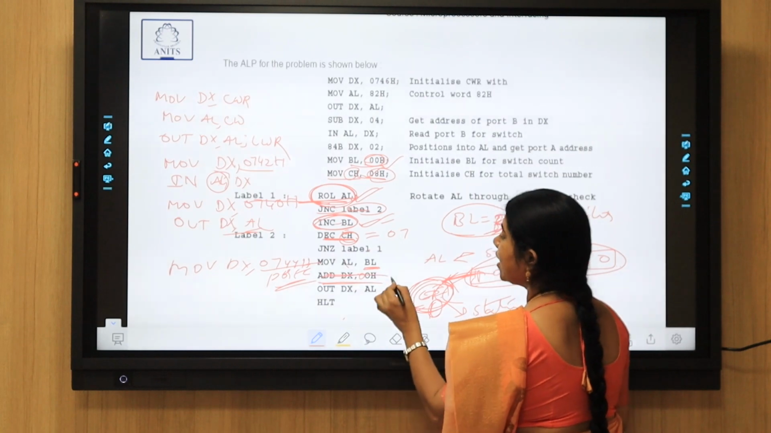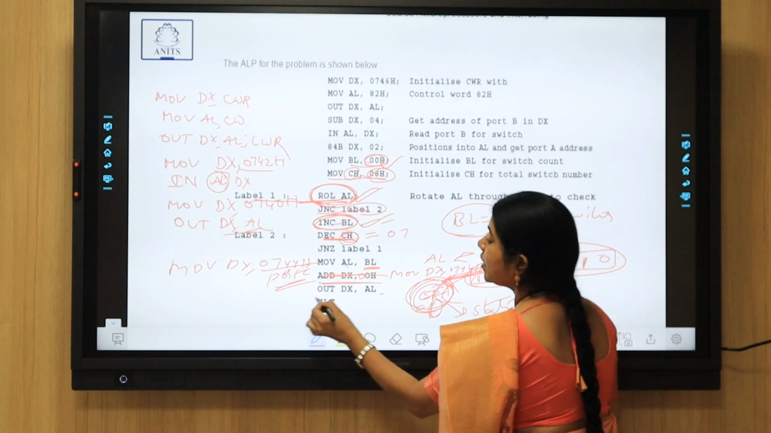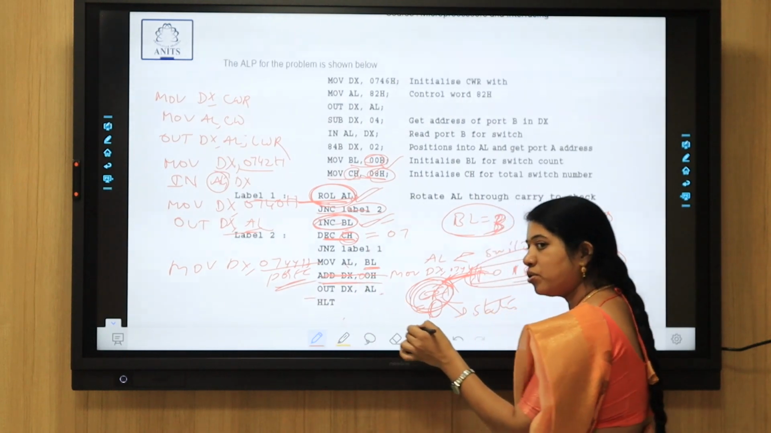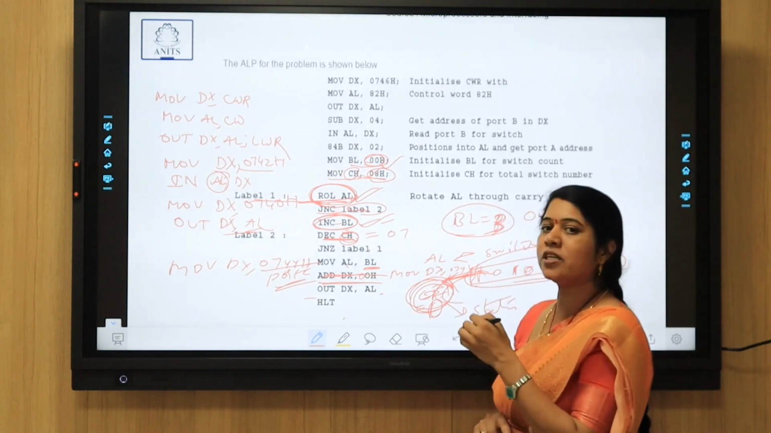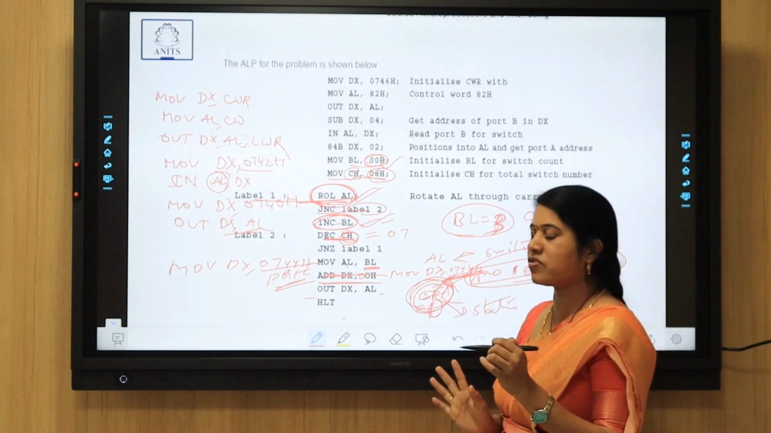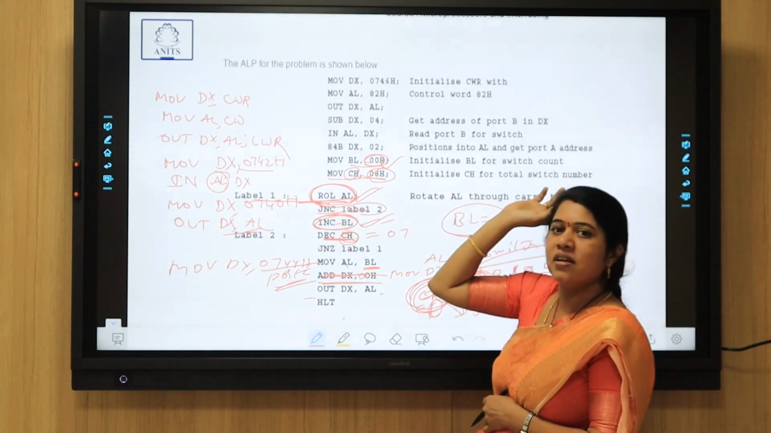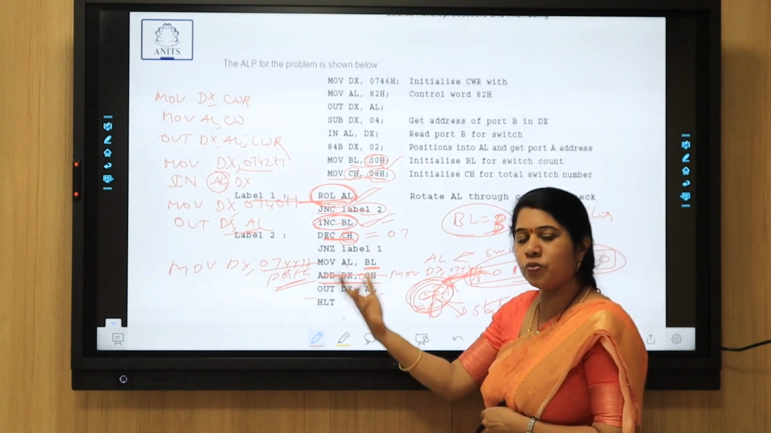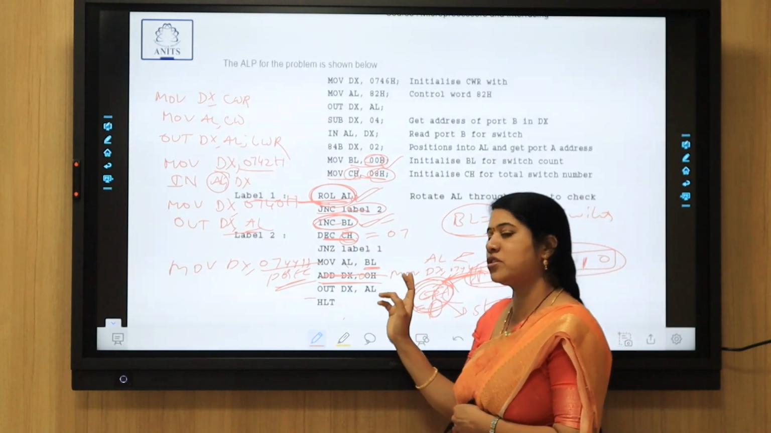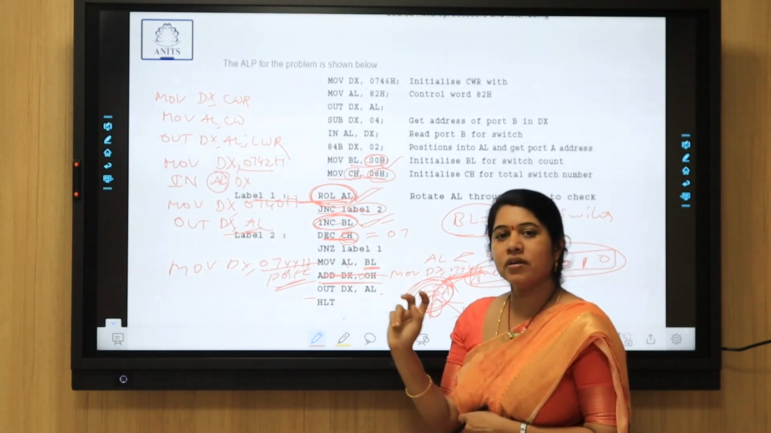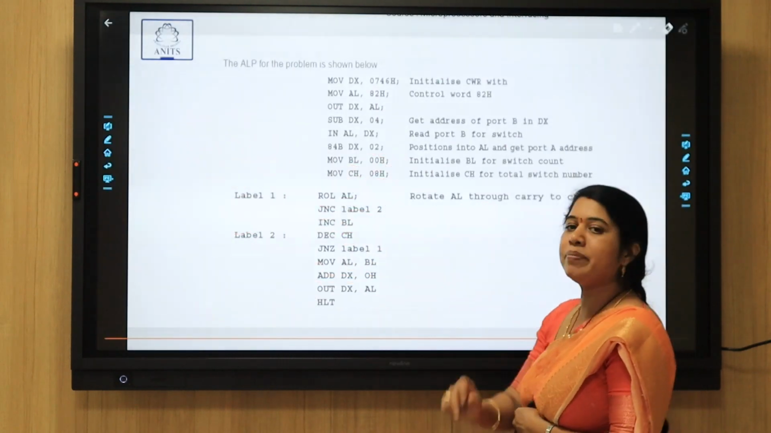So we can write move DX, 0744H, out DX, AL. In order to transfer something to the input output ports, we must have that particular data in the accumulator. No other register will be used. To initialize the ports, only the DX register will be used. And to store something into the respective ports, we have to have the data in the accumulator only. So like that, it will display the number of on switches count on port C. Once the count is displayed, it halts.